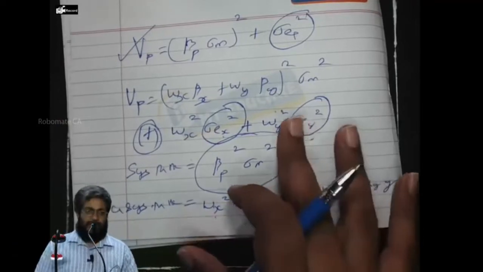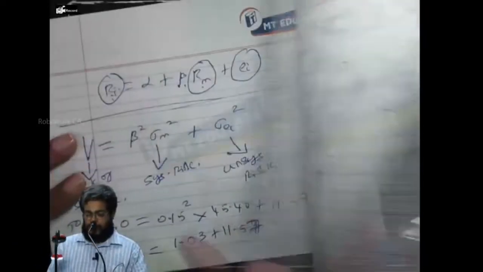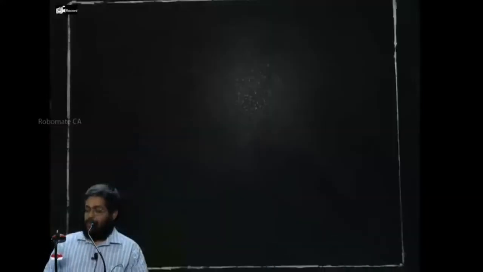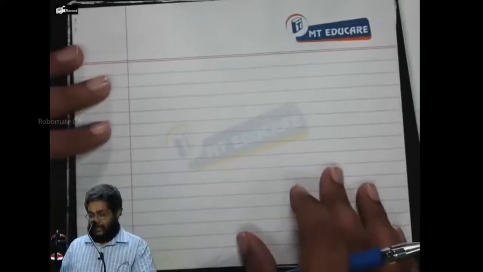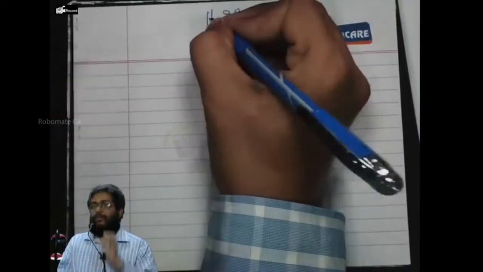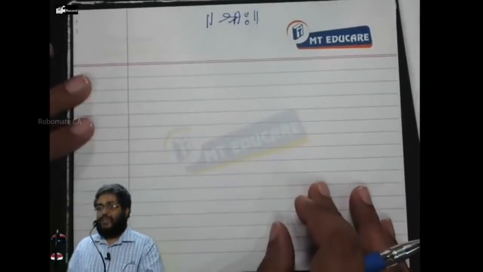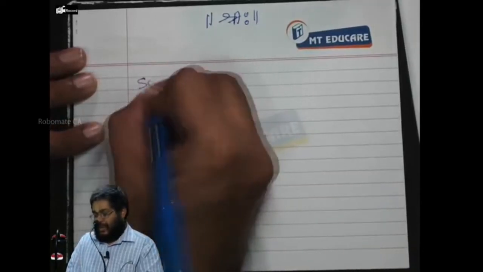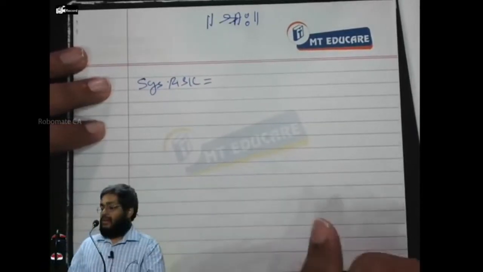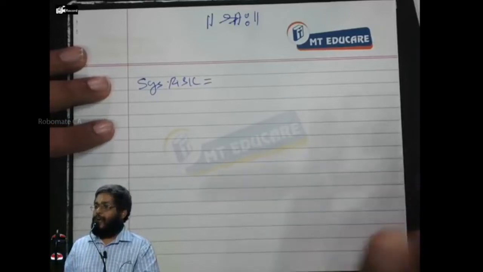Now let's substitute the numbers in this problem. In this problem, the portfolio variance is as follows. Can I proceed? Write down. Systematic risk. What is the proportion of X and Y? 0.5, 0.5.